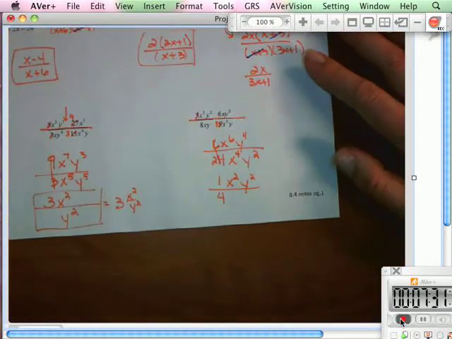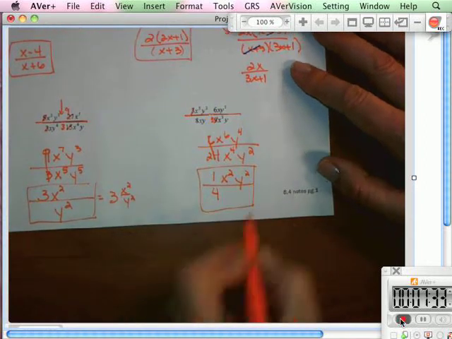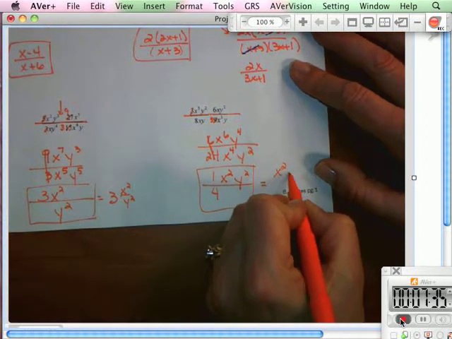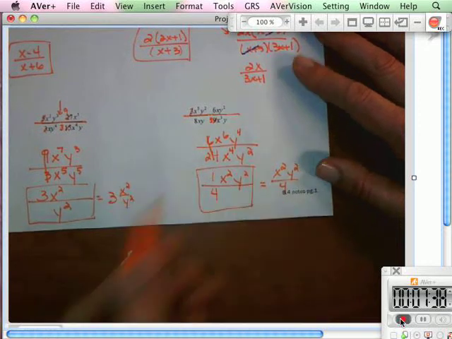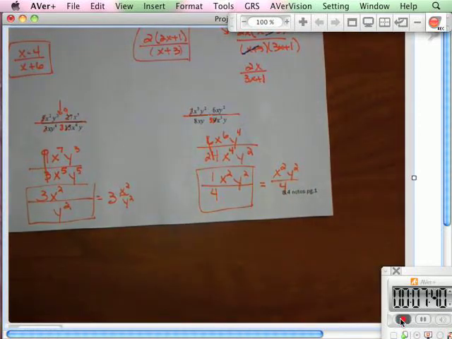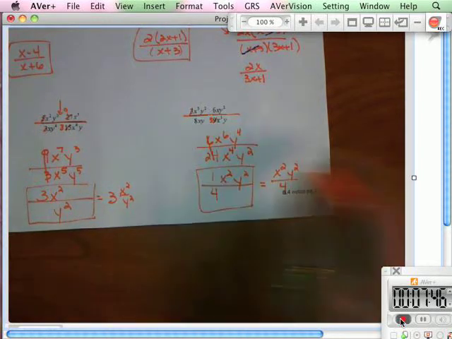Okay, so you can leave it like this. I don't care. Or you could write it like x squared times y squared over 4. It's the same thing. Or 1/4 x squared times y squared. It doesn't matter. Okay? Okay, here we go. More fun on the back.